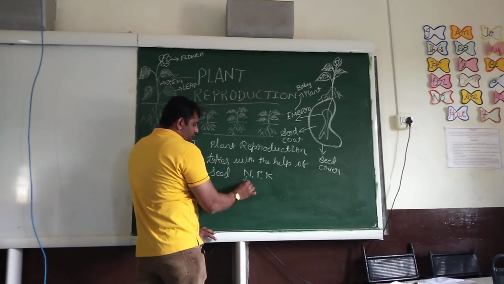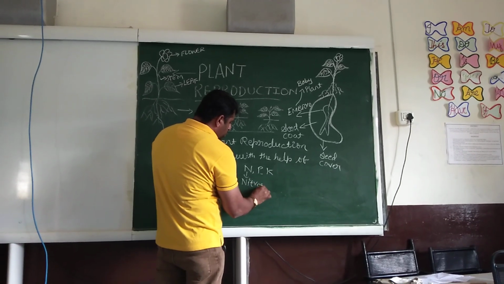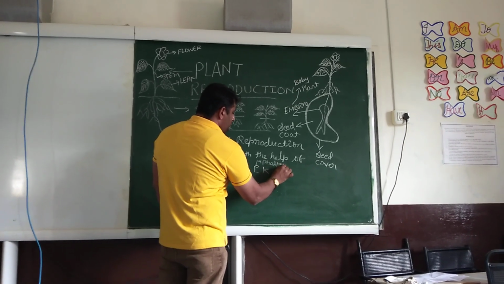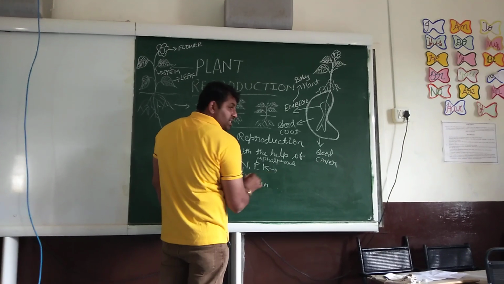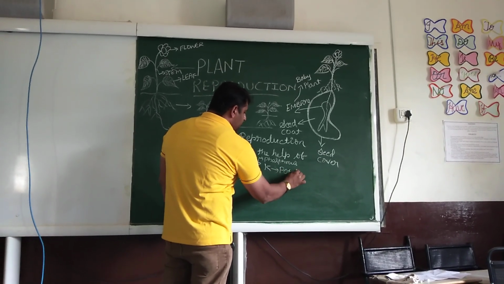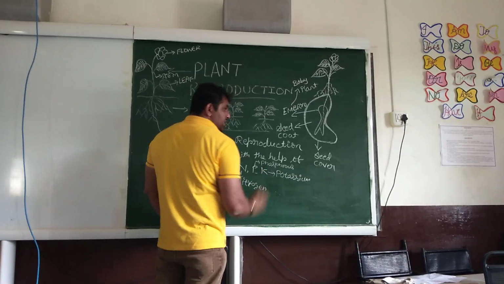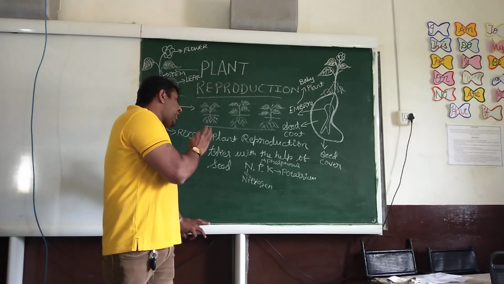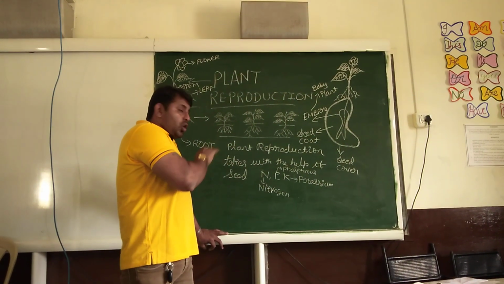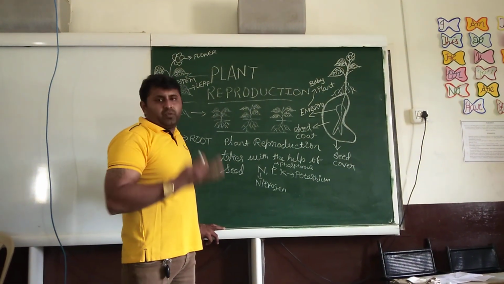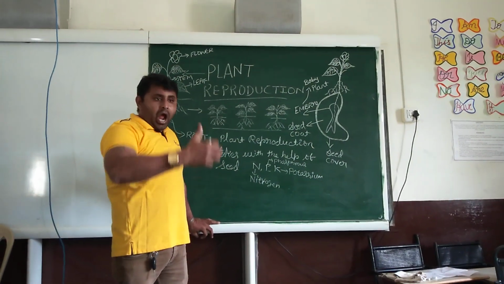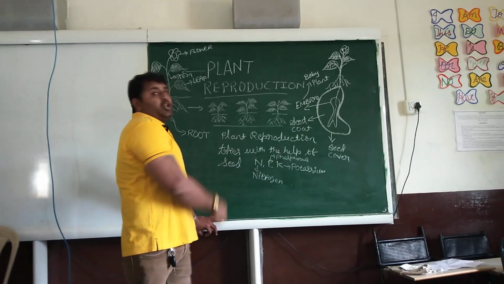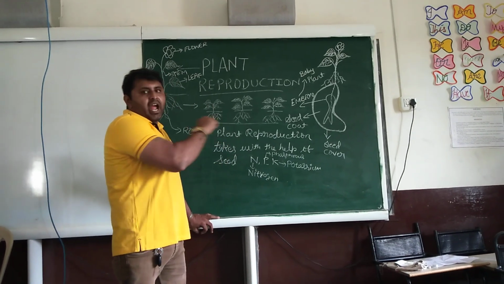N stands for nitrogen, N-I-T-R-O-G-E-N. P stands for phosphorus, P-H-O-S-P-H-O-R-U-S. And K stands for potassium, P-O-T-A-S-S-I-U-M. We call these the NPK value. If the NPK value is good in the soil, it means the soil contains a huge amount of nutrients that make the plants grow and hold the plant roots very tightly, with the help of nitrogen, phosphorus and potassium.